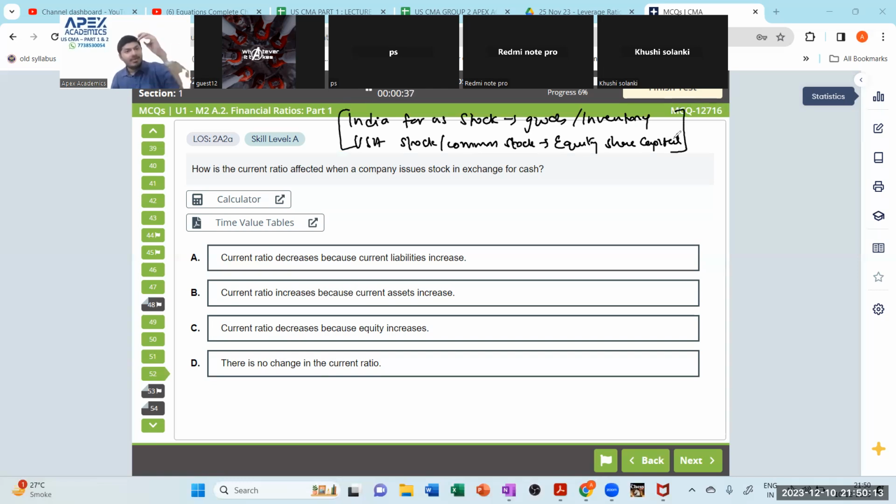I know you might know this. I'm just pointing it out for your benefit. For India, for us, stock is goods or inventory. But in USA, what is stock? Equity share capital. So what we have to do? America Jindabad. Correct? We have to do America Jindabad because we are doing US CMA. Right? No option. Now, how is current ratio affected when a company issues stock in exchange for cash? Pass the journal entry. Debit, what comes in? Cash bank account debit to equity share capital account.